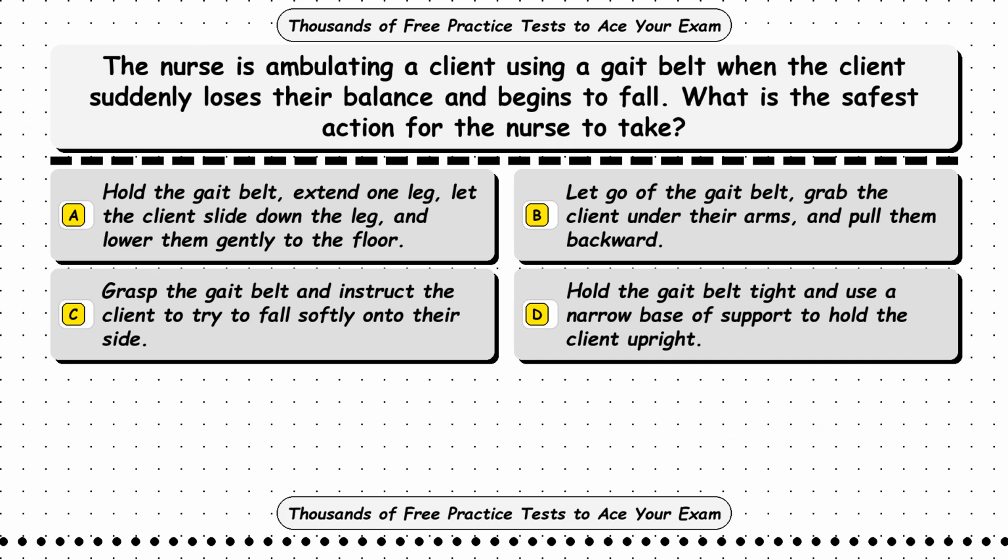Question 84. The nurse is ambulating a client using a gait belt when the client suddenly loses their balance and begins to fall. What is the safest action for the nurse to take? Option A. Hold the gait belt, extend one leg, let the client slide down the leg, and lower them gently to the floor. Option B. Let go of the gait belt, grab the client under their arms, and pull them backward. Option C. Grasp the gait belt and instruct the client to try to fall softly onto their side. Option D. Hold the gait belt tight and use a narrow base of support to hold the client upright.